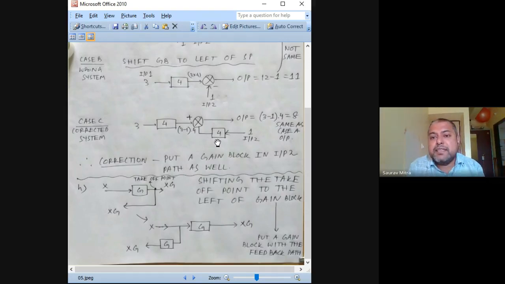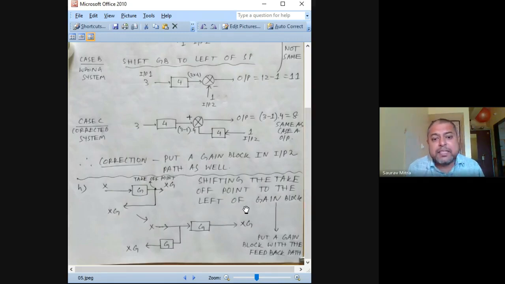In the previous case, whatever we had discussed last day, there was a 1 by 3, because we had been shifting the gain block after the summing point. In this case we are shifting the gain block before the summing point. So when shifting the gain block after the summing point, in the path below we have to multiply by a gain of 1 by 3, and if we are shifting the gain block before the summing point, we are supposed to multiply by a gain of g or 4. This is what we are supposed to understand.